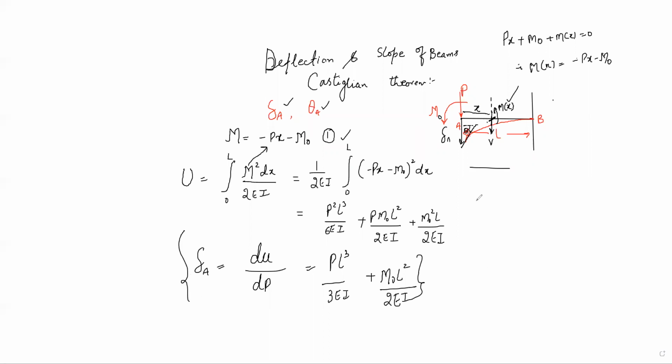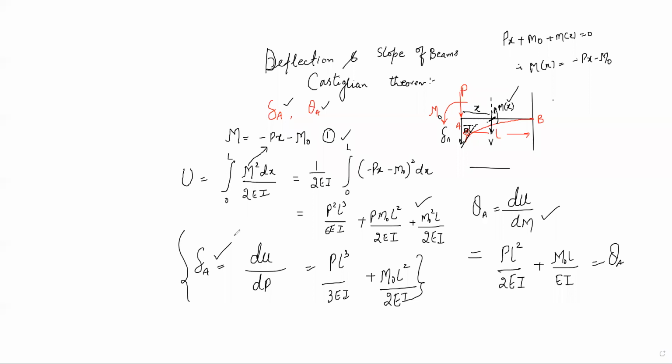Now, the slope at point A, theta A, will be equal to dU by dM, the moment at point A. So you have to differentiate this U with respect to M. That comes out equal to PL squared divided by 2 times EI plus M naught L divided by EI. This is the value of theta at point A. So we could calculate theta at A and we have calculated delta at point A.